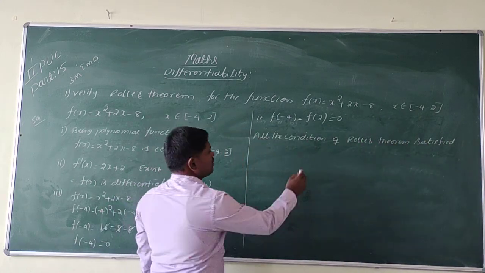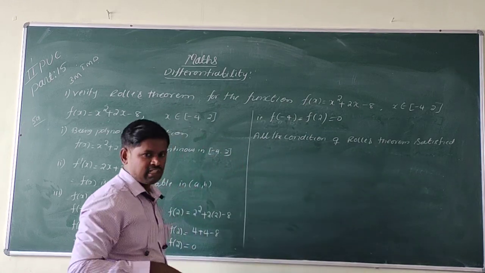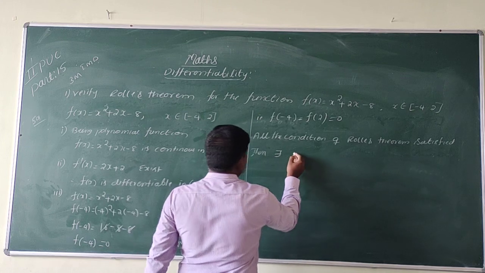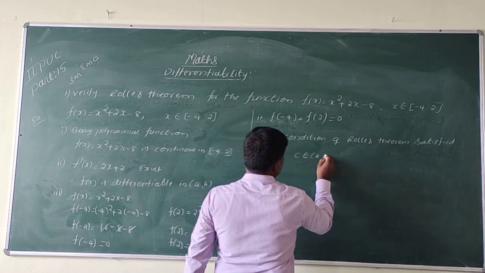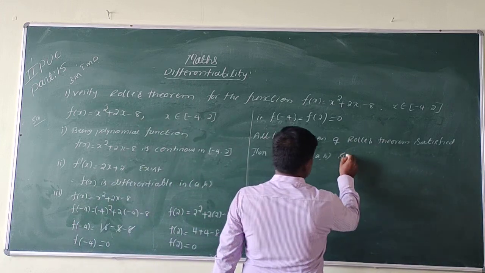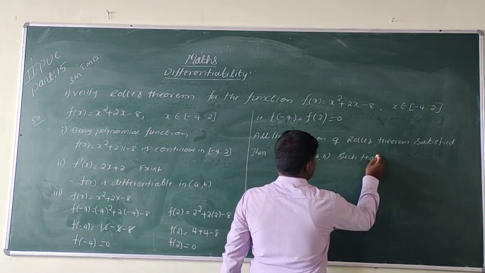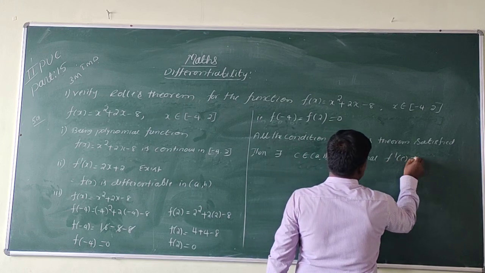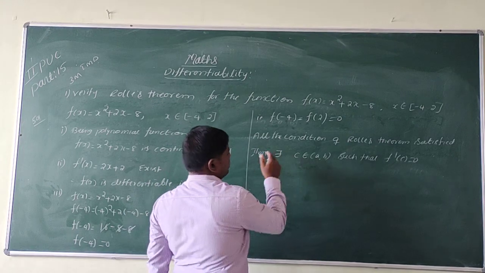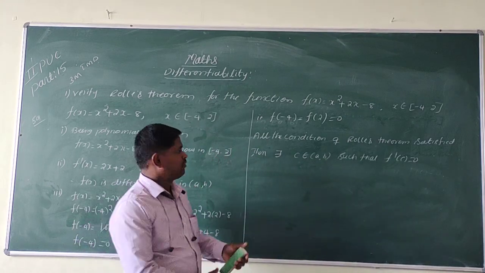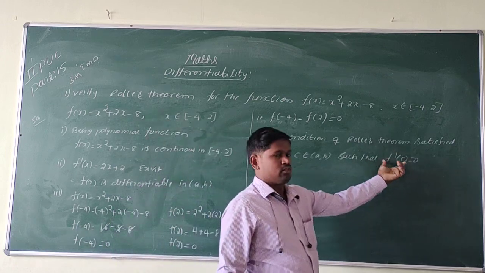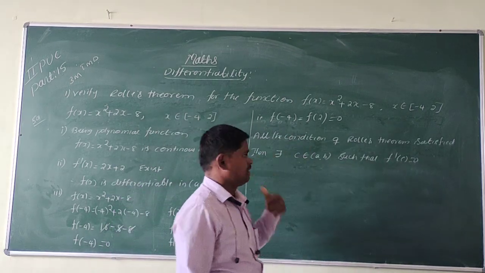So what if all the conditions are satisfied? Then there exists c in (a, b) such that f'(c) is equal to 0. So we need to find the value of c. Finally, we find the point at which the slope of the tangent is 0. So that means we need to find the value of c.